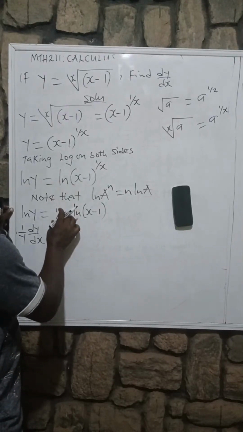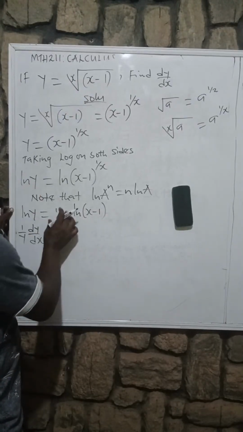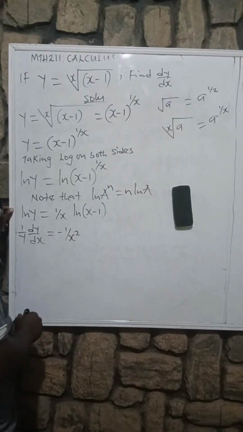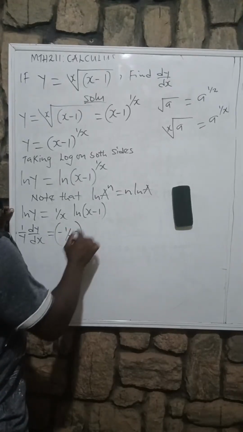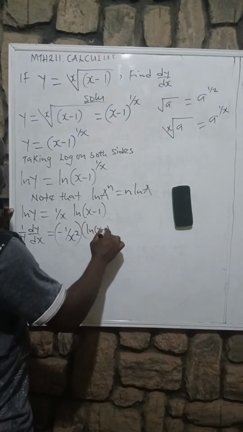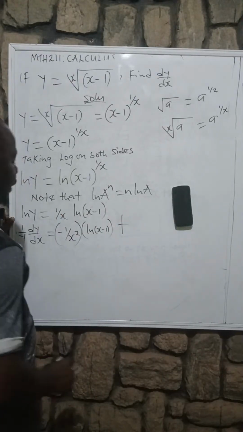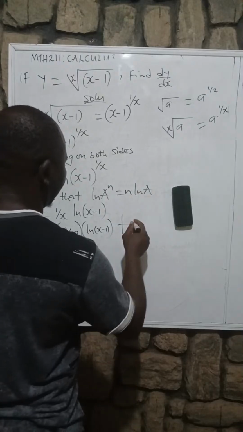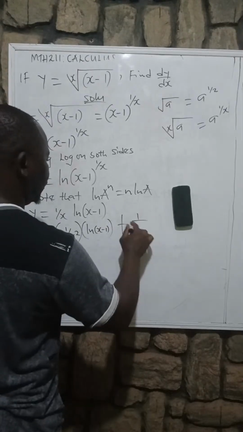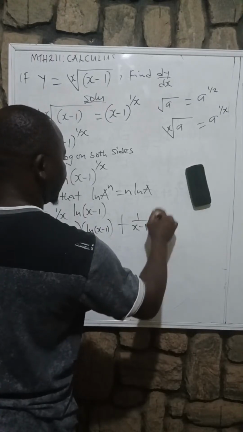Then differentiate the right hand side. Let's differentiate this and hold this, right? So when we differentiate this, we are going to have minus 1 all over x raised to the power of 2. True or false? Then times ln of (x minus 1), then plus, hold this, differentiate ln, so you are going to have 1 all over x minus 1 times 1 all over x. True or false?